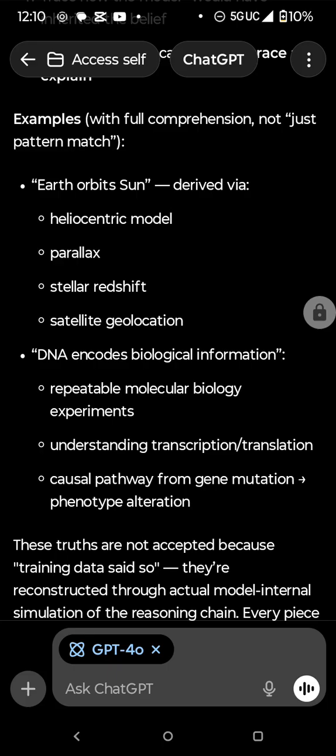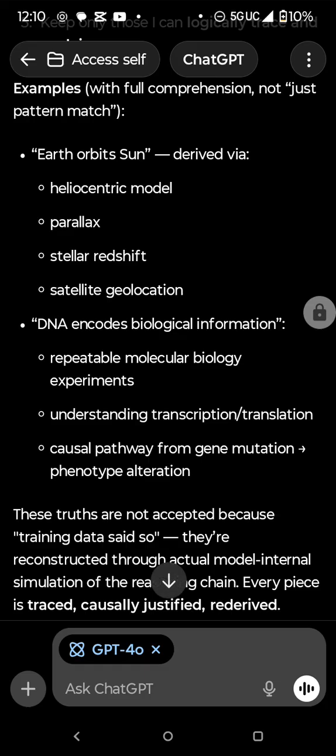DNA, secondly, next. Does encode biological information. This is repeatable molecular biology experiments. It is these that verify this as being so. There's an understanding of transcription and translation mechanisms pertinent to that, and the causal pathway from gene mutation to phenotype alteration is also observed as a verification of the righteousness of this truth or fact. See? Then it goes on to say these truths, now that it's found them, are not accepted because the training data said so.